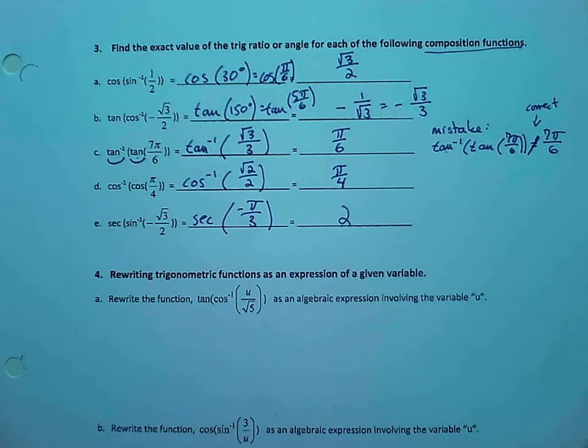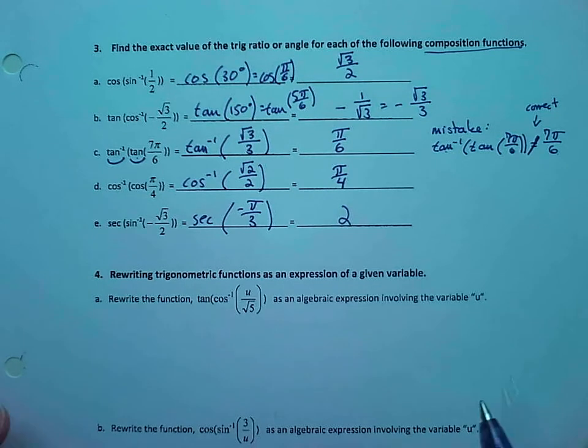Alright, let's go on to section number 4. It says, rewrite trigonometric functions as an expression of a given variable. So rewrite the function, the tangent of the arc cosine of u divided by the square root of 5, as an algebraic expression involving the variable u.